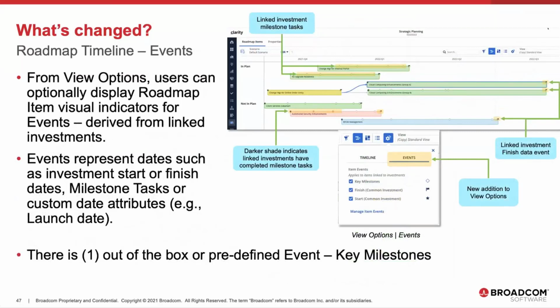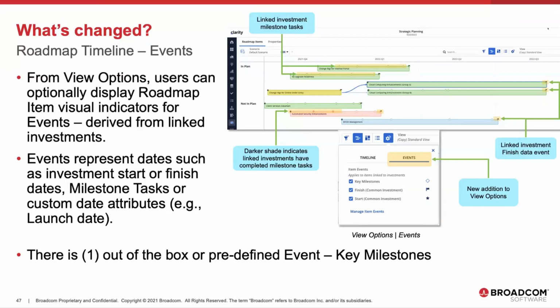Events. So from view options, users can configure visual indicators that represent events, such as milestones or other key dates, and they can pick the image that they want to use, a diamond, a rocket, what have you. Milestones are derived from linked investments having tasks that are defined as key tasks and milestones. Both flags need to be set on that task.